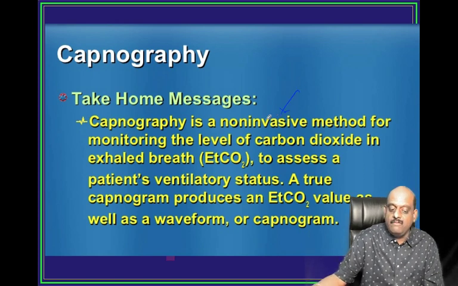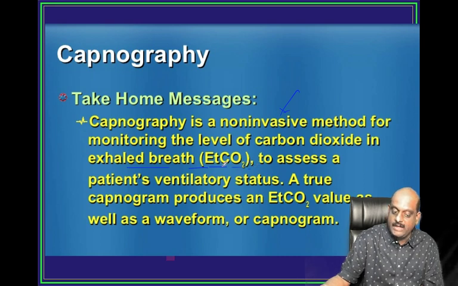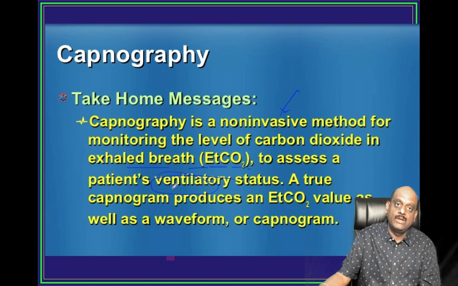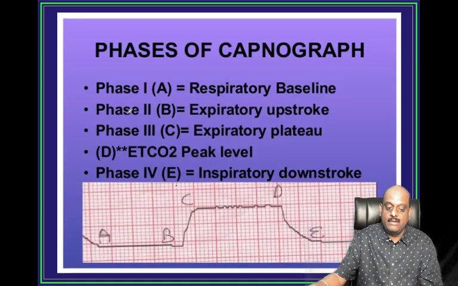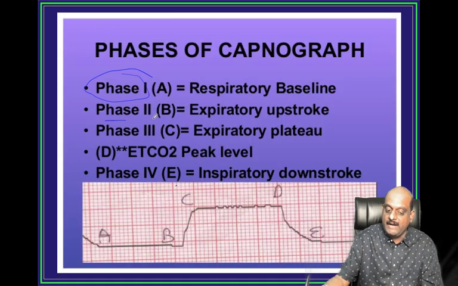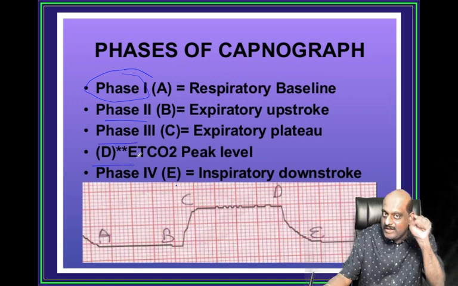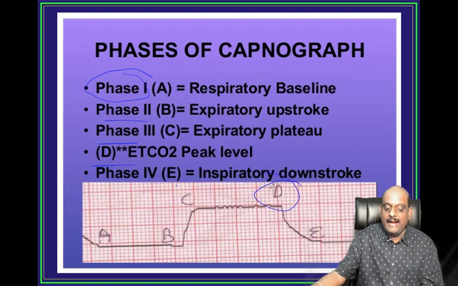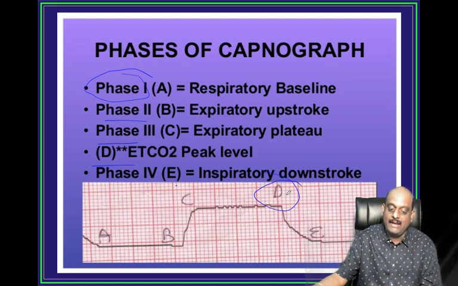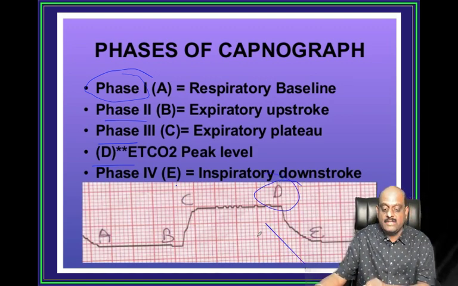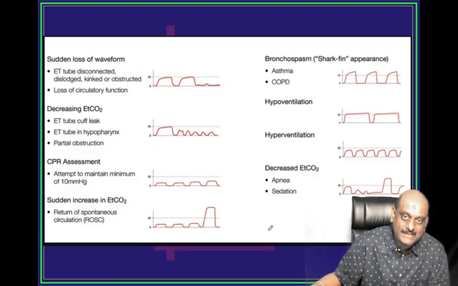capnography is a non-invasive method to monitor the end tidal exhaled carbon dioxide to know the patient's ventilatory status. Phase 1 is called the respiratory baseline, phase 2 is the expiratory upstroke, phase 3 is the expiratory plateau. D is where you look for the end tidal carbon dioxide peak level, and E is the inspiratory downstroke.